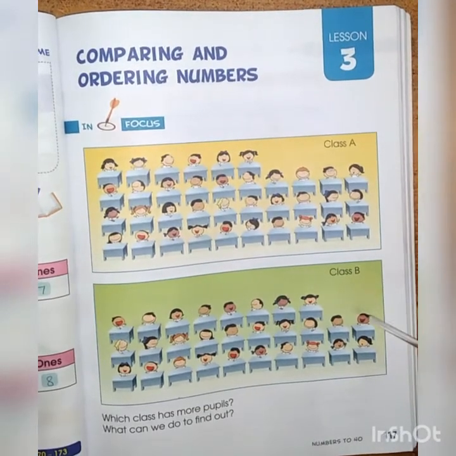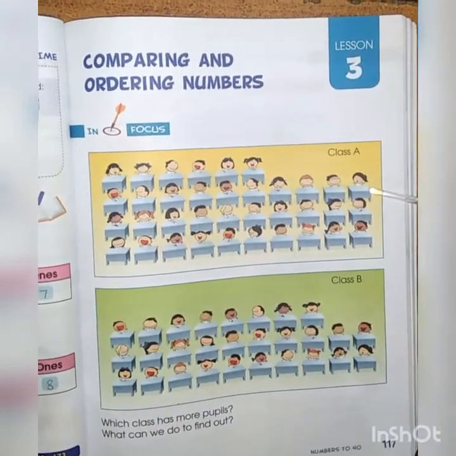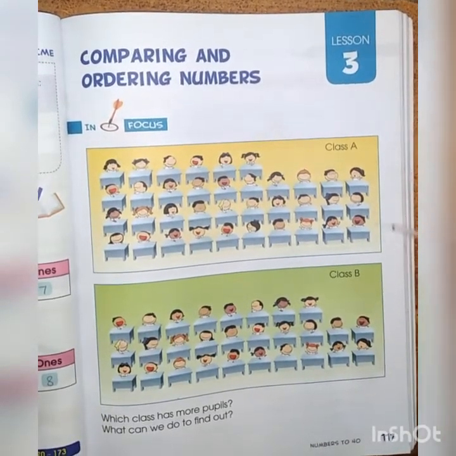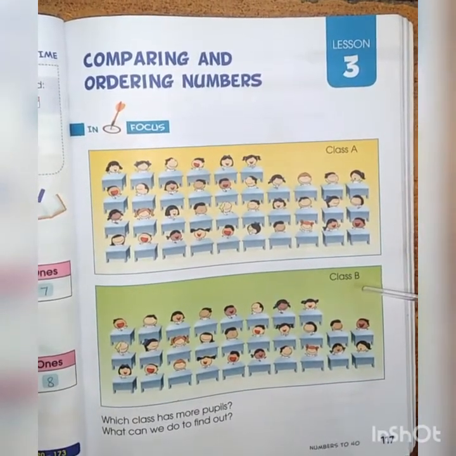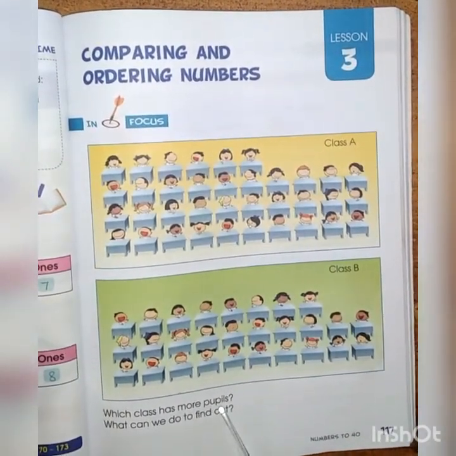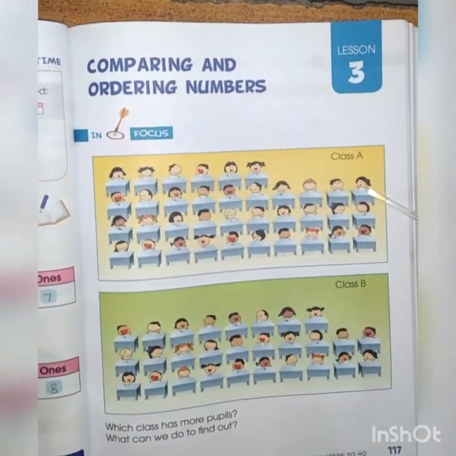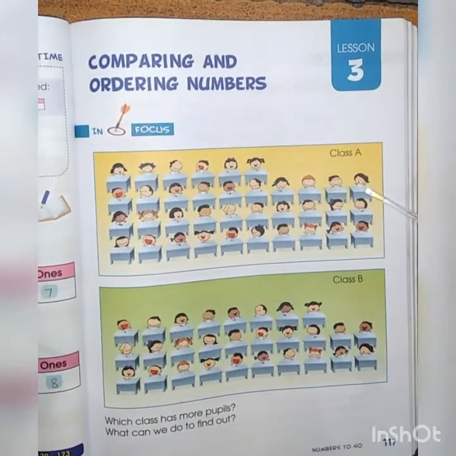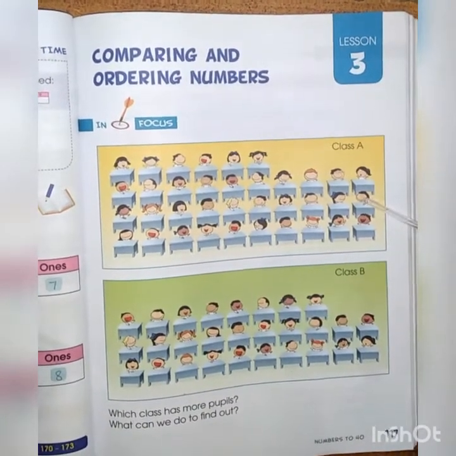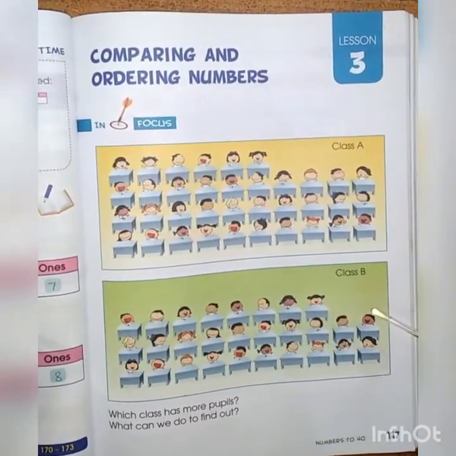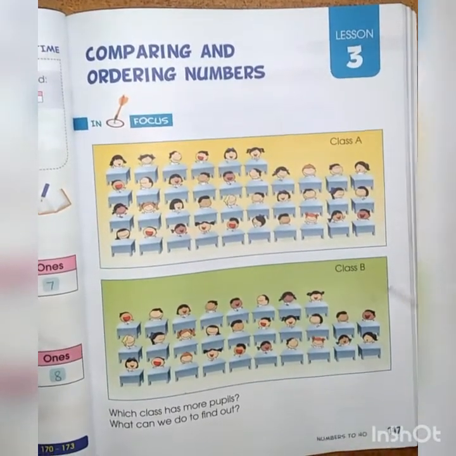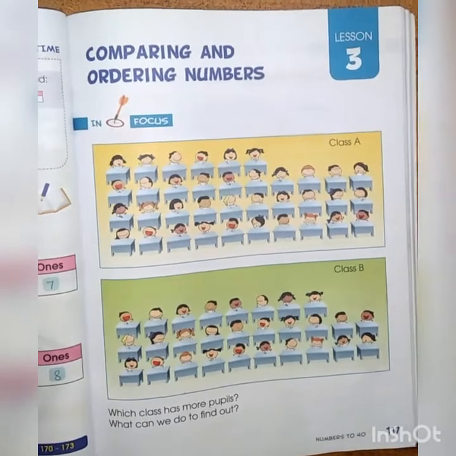And when we compare class A with class B, the number of students in class A and class B, we will see which class has more pupils. Class A has more pupils or students because the number of students present in class A is 36 and the number of students present in class B is 28, as we know that 36 is greater than 28.